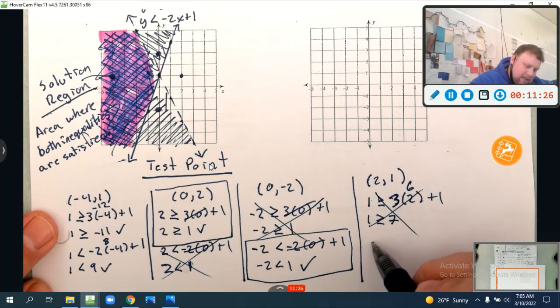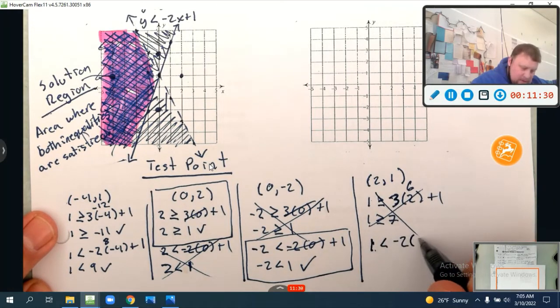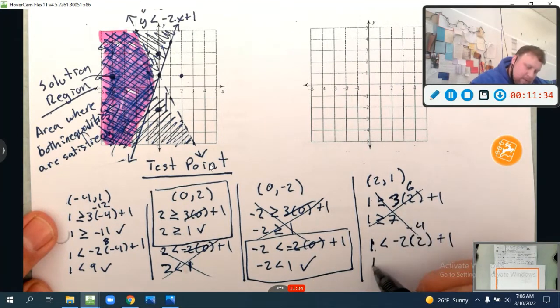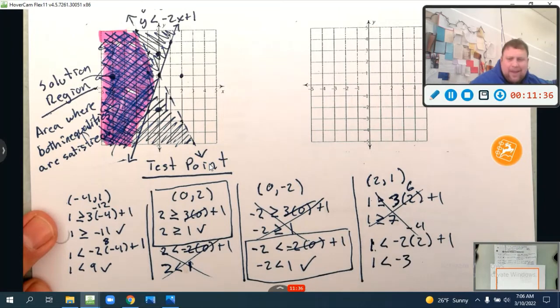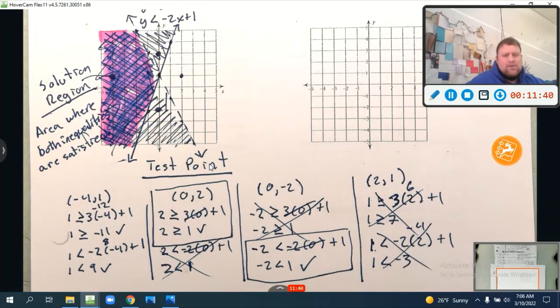And last but not least, 1 is less than -2 times 2 plus 1, which is just -4, which means 1 is less than -3. Again, not true, just as we suspected, because it's not in the solution region.